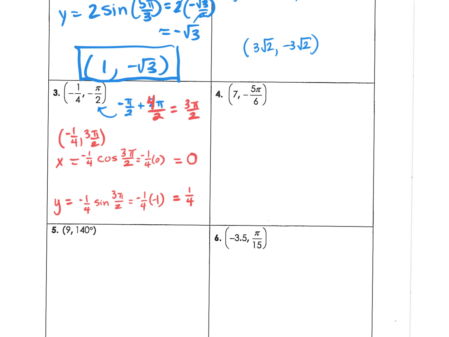All right, so try number 4 on your own, and then we are going to move on to the next part. We just did polar to rectangular, so guess what? Now we're going to go the other direction. So do number 4.